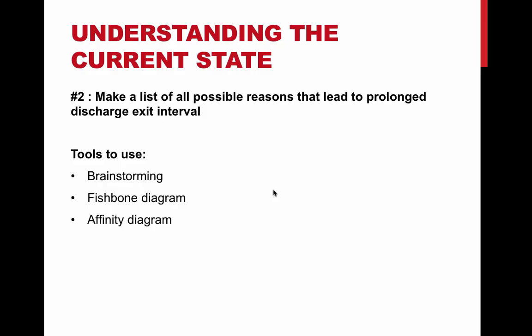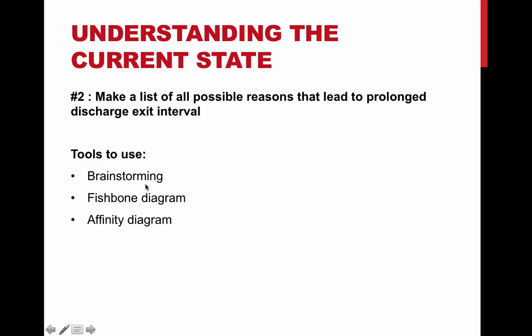Okay, so that is my process map. Now the second step I want to do is, now I understand my current process, I understand how the process flows. Now what is my problem? That the patient does not leave the ward within 2 hours. Now what could be the reasons? What could all the possible reasons be that are leading to this delayed discharge exit interval, or prolonged discharge exit interval?